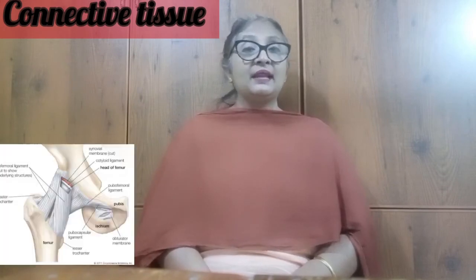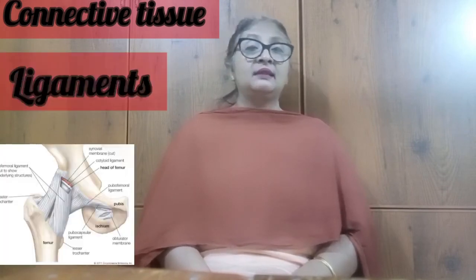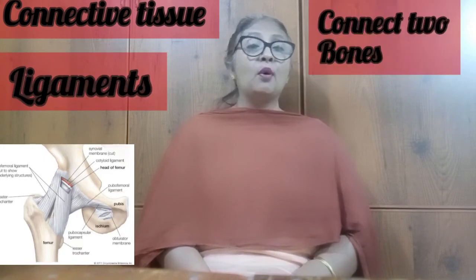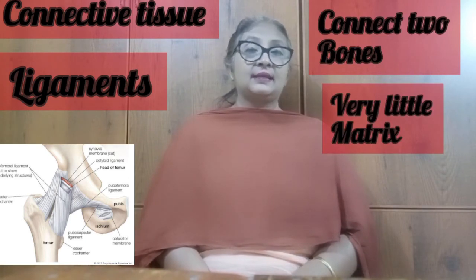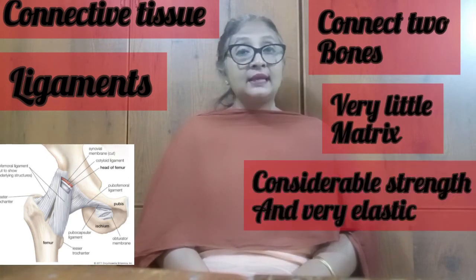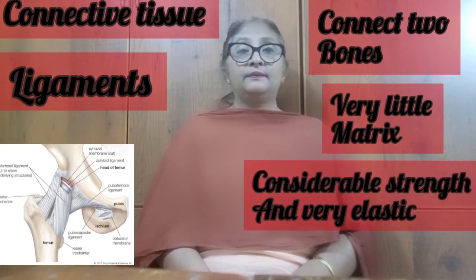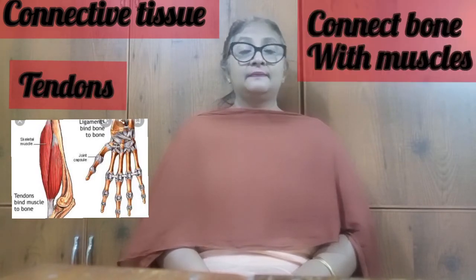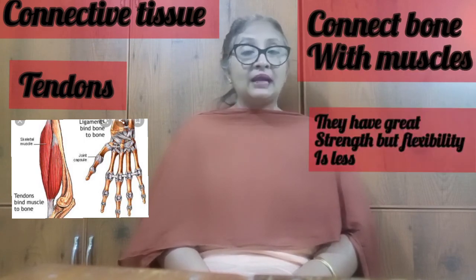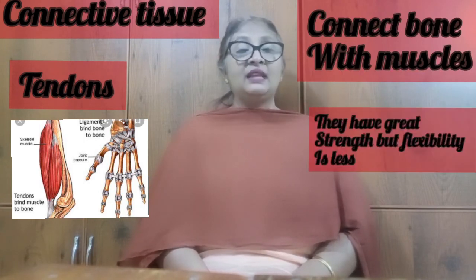Next is the ligaments. Ligaments, they connect two bones. They have very little matrix. They have considerable strength, but they are very elastic. Tendons, they connect bones with muscles. They have great strength, but the flexibility or elasticity is less.